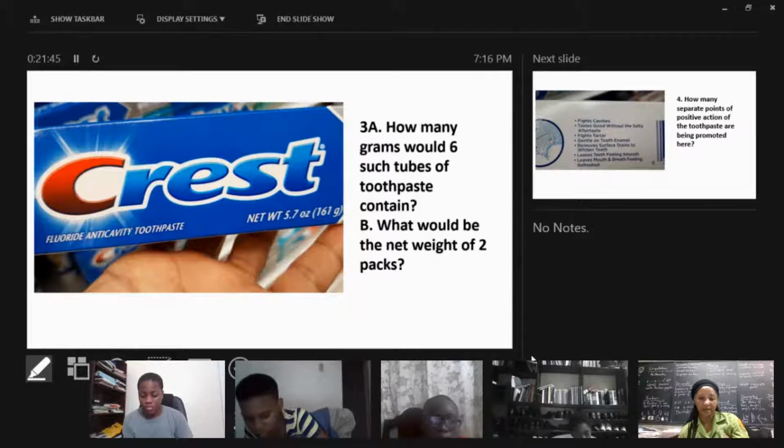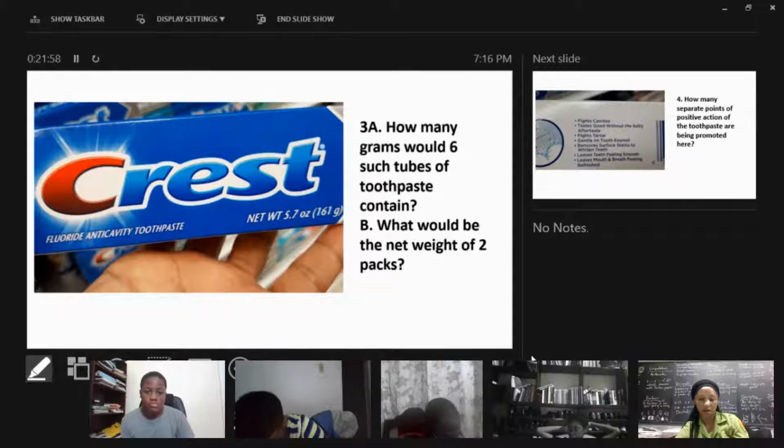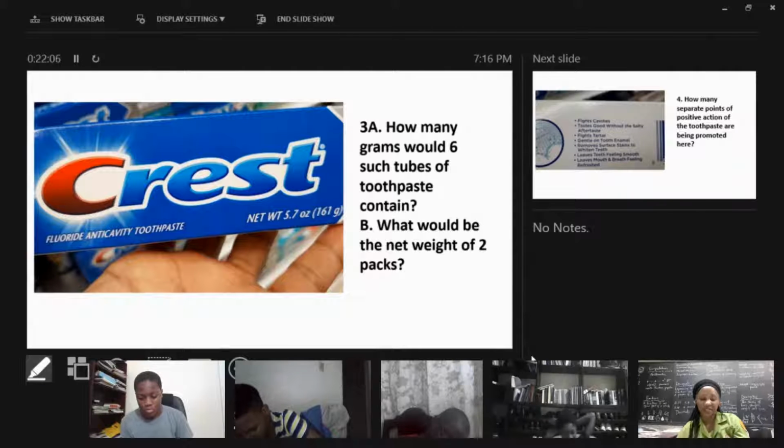So 3A, 6 tubes of this toothpaste. How many grams? Amari, go ahead. Oh, it's John.